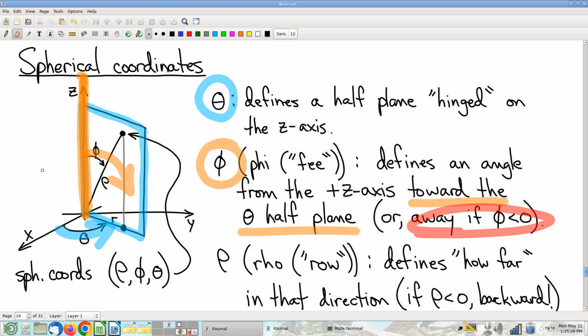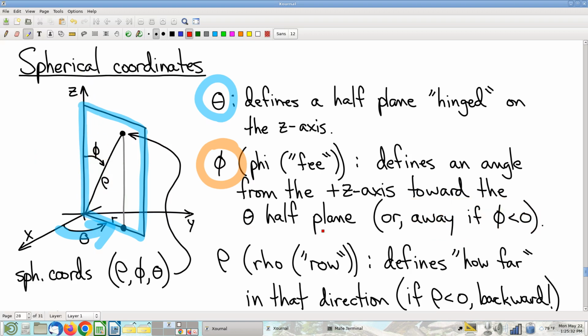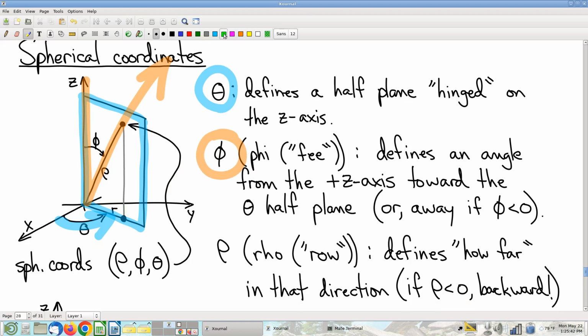Cool. All right. So now notice with a theta and a phi selected, that defines a direction. And let's see here. Let me do this in green. Theta and phi together define a direction out of the origin. Everybody good so far? And then rho is the last one.